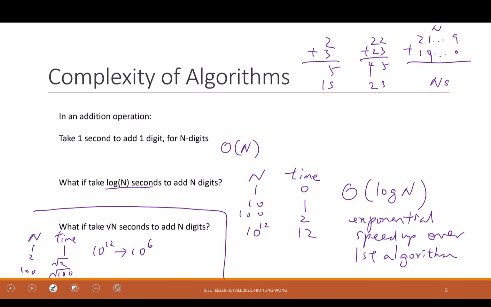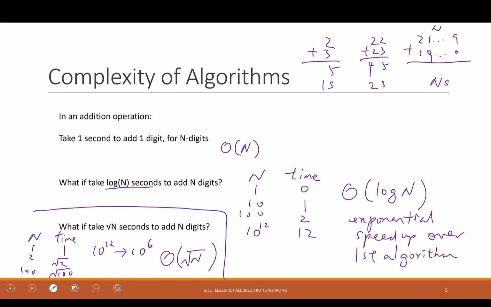This is a square root speed up, so we say this is in the order of square root n. I still love that, but it's not as good as log n. And of course, there are many variations. It can be n log n. For example, yeah, I don't know how to talk about that. But so, is this okay?